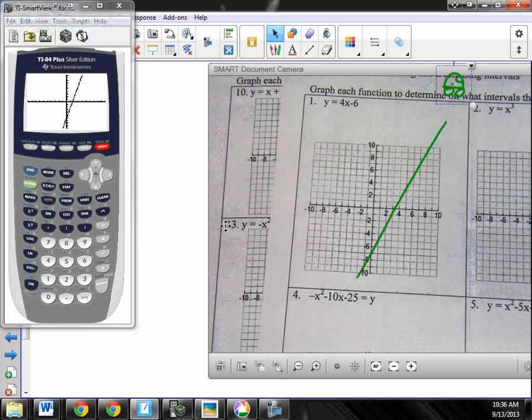I'm always increasing. I'm always going up. Never going down. So you could say the increasing interval is all real numbers. You could say it's negative infinity to infinity, or you could say it's everywhere. I would accept any of those answers. When is it decreasing? Never. Now, leaving it blank would be wrong. You need to state decreasing never, because it never is decreasing. Okay?